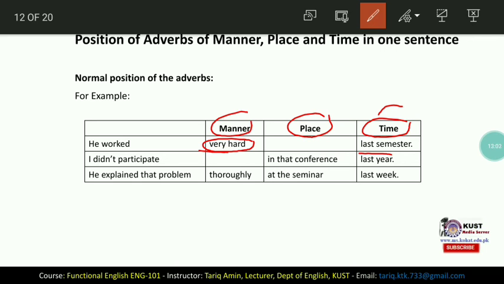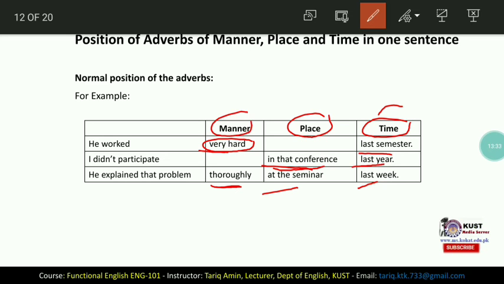And in the second example, I didn't participate in that conference. I did not participate in that conference last year. So when you have an adverb of place and adverb of time in a single sentence, use adverb of place first and after that use adverb of time. I didn't participate in that conference last year. And the third example is he explained that problem thoroughly. He explained that problem thoroughly at the seminar last week.